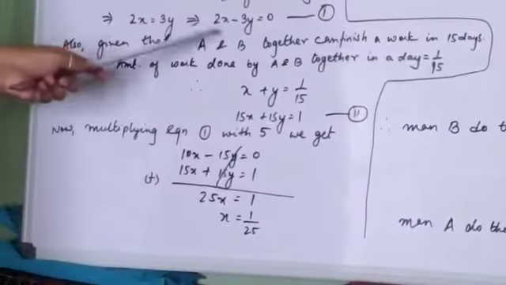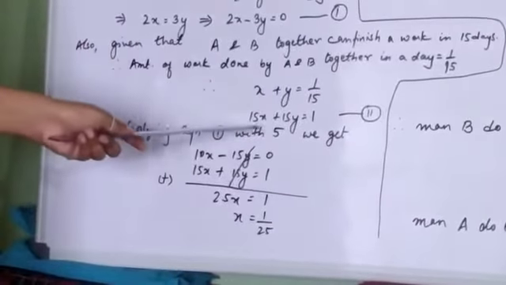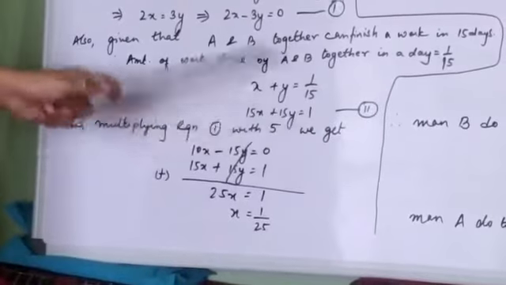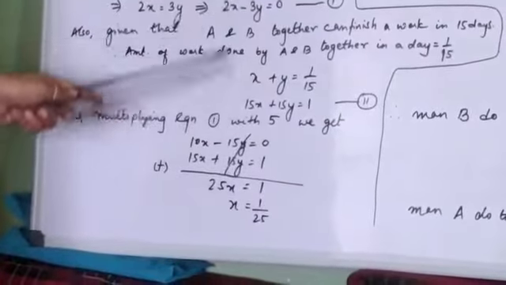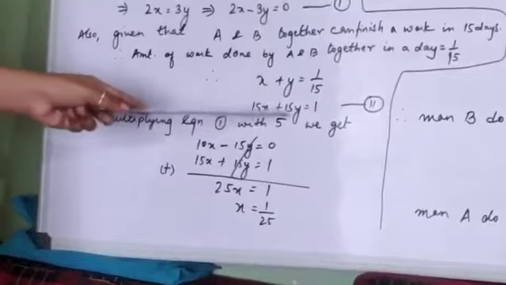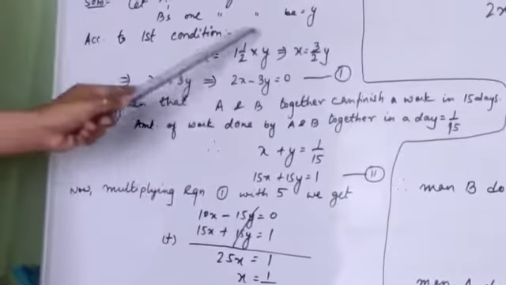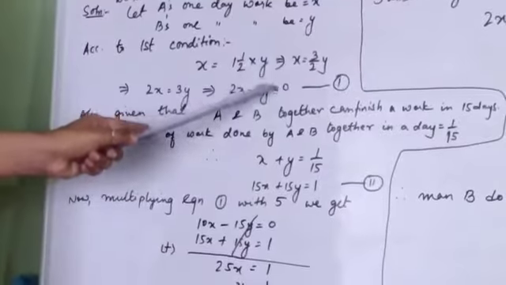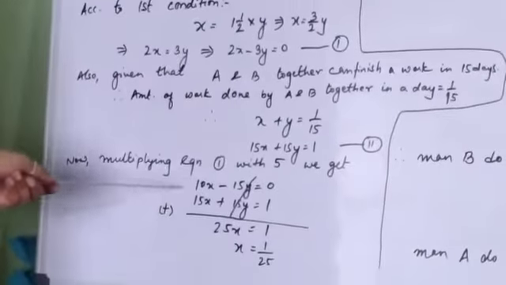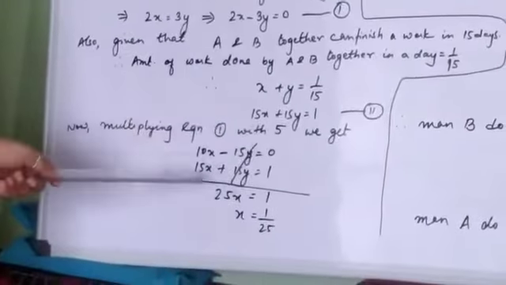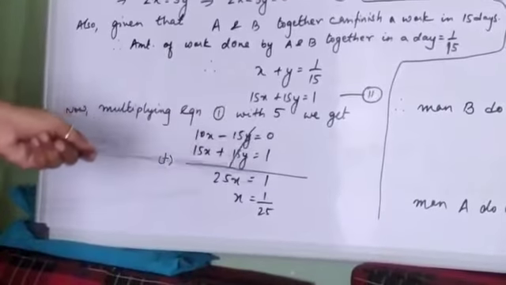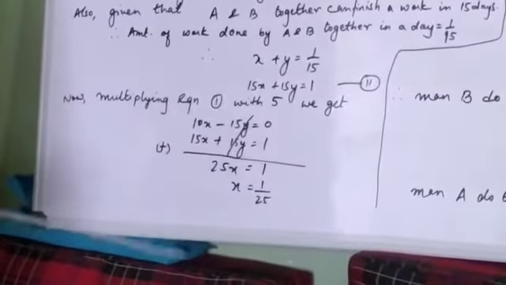Now if you see, here we do not have 15, here we do not have 2 or 3, and we cannot make it directly. So what we'll do is we'll try to make it uniform. So we have 15y here. If I multiply the first equation with 5, we'll have 15y here. So I have multiplied equation 1 with 5. So you get 10x minus 15y is equal to 0.